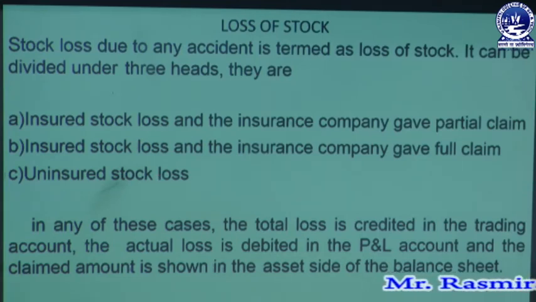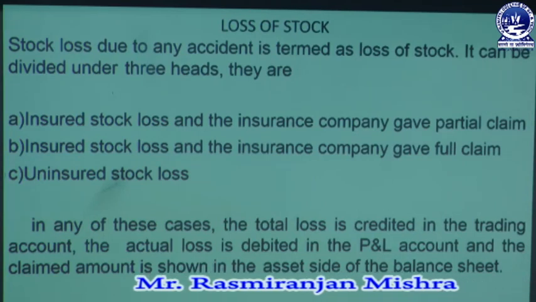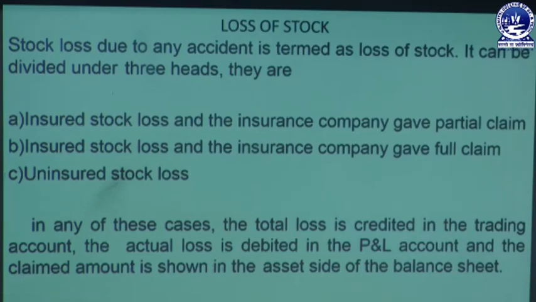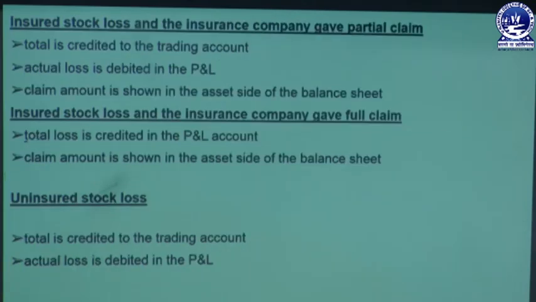If any of these cases is there, whether it is a partial claim, a full claim, or an uninsured stock loss, whatever may be the case, the total loss is directly credited to the trading account, the actual loss is debited in the profit and loss account, and the claim amount is shown on the asset side of the balance sheet. If it is a partial or full claim, the amount claimed from the insurance company is shown on the asset side of the balance sheet. So there are three different cases, and each has an alternate treatment.